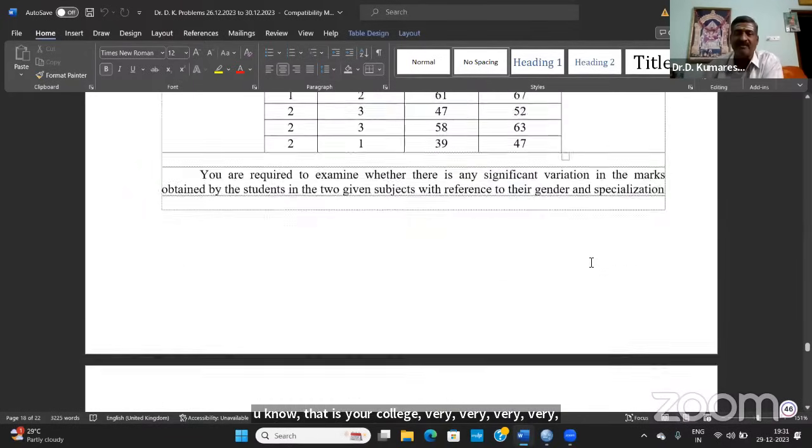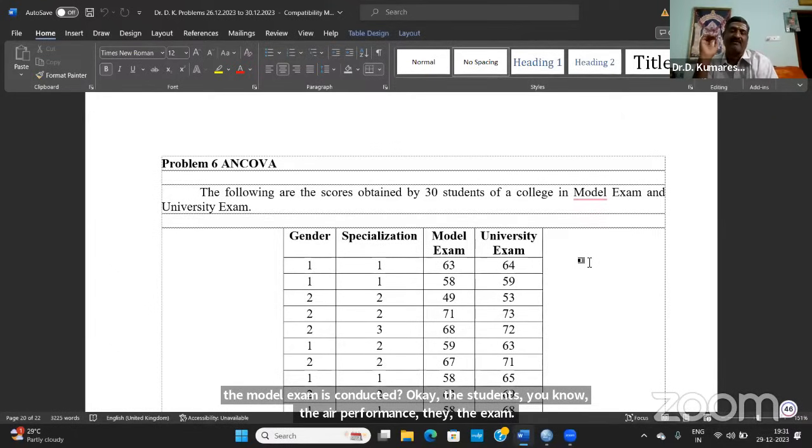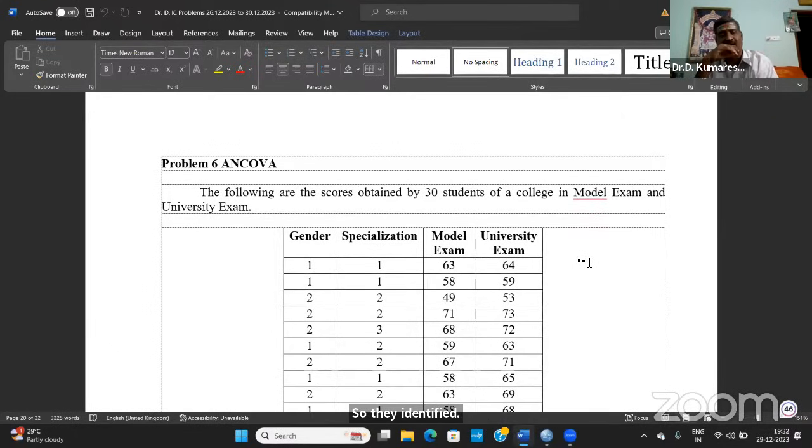Here, in this case, why is the model exam conducted? To get the students to improve their performance in the university exam. So they understand how they have performed in the model exam, whether it is up to the expected level or not. If it is the expected level, how to proceed further. If it is not up to the expected level, how to improve. For that purpose, the model exam is conducted.